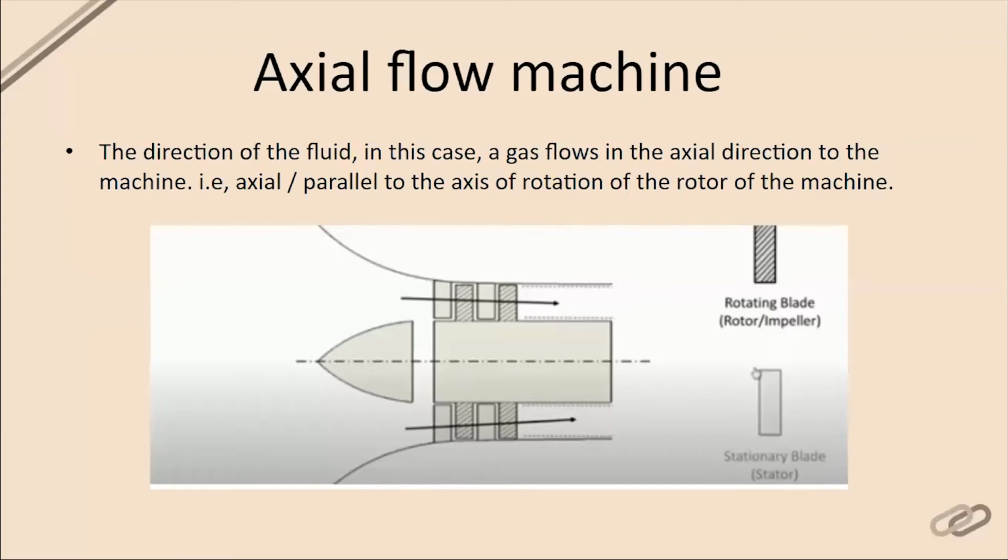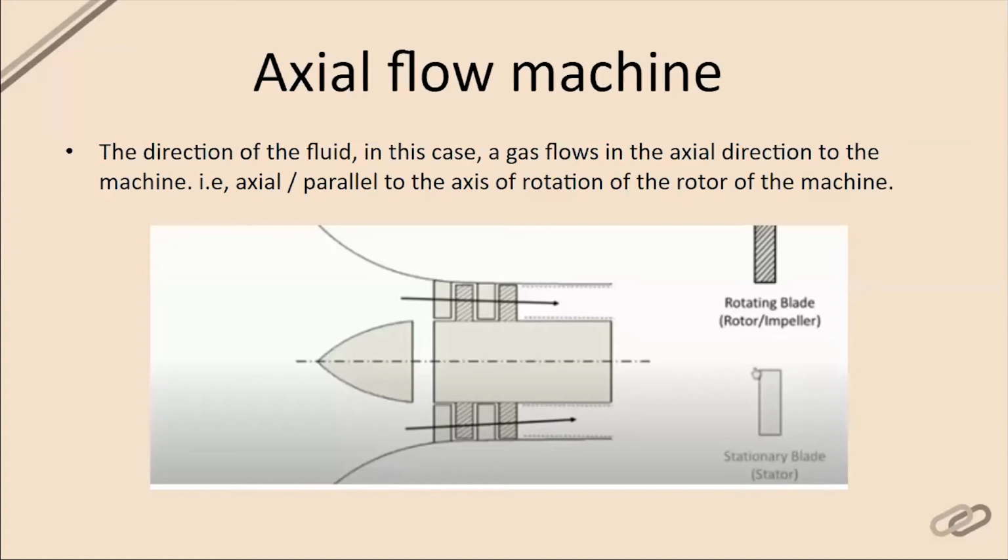The hatched blade, which is attached to the rotor, is a moving blade, and the one without hatch is a stationary blade. We can talk about the stationary blades and the rotating blades in the coming slides. But here I want to demonstrate that the passage of the gases, or in a steam turbine the steam, is parallel to the axis of rotation of the hub.